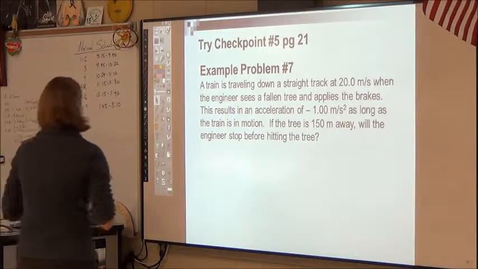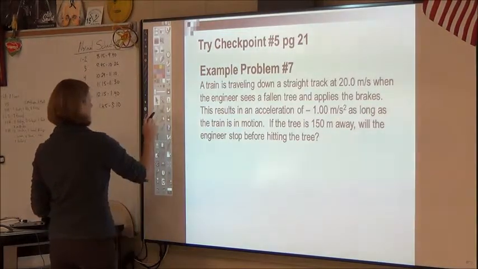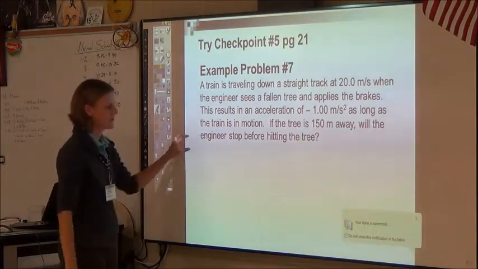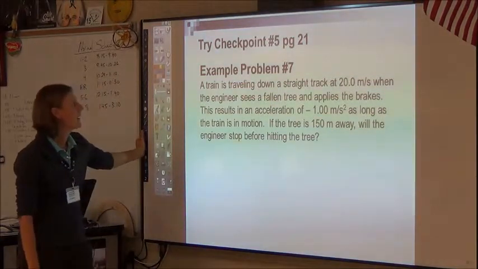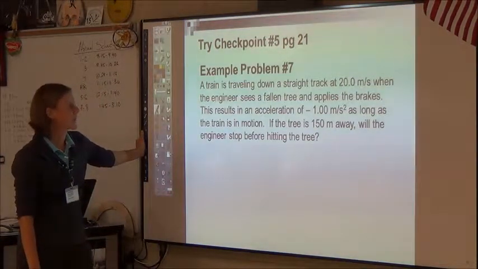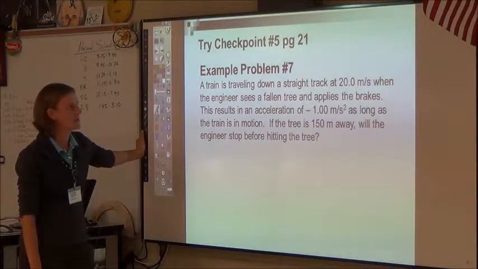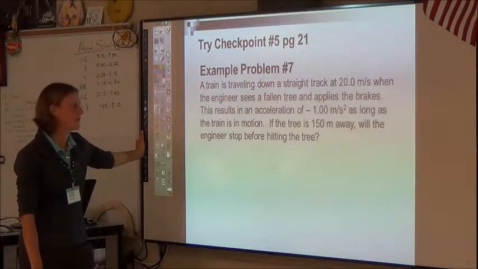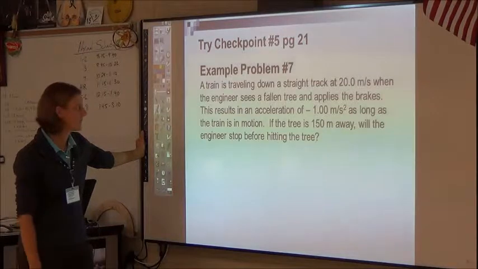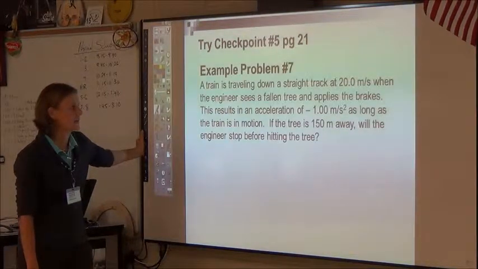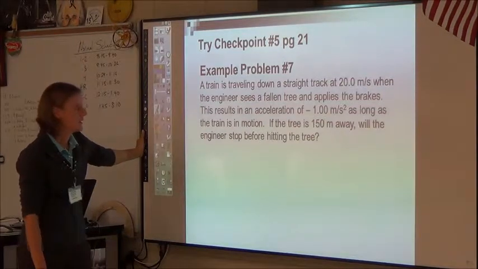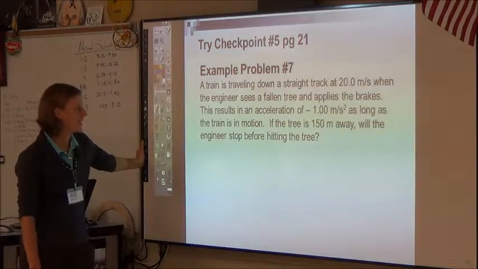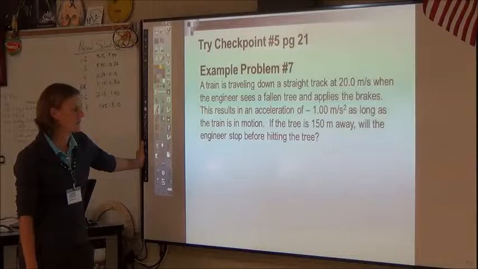All right, here's a problem with the kinematics. So you got that whole list 2 slides ago. It says a train is traveling down a straight track at 20 meters per second when the engineer sees a fallen tree and applies the brakes. This results in an acceleration of -1 meters per second squared as long as the train is in motion. If the tree is 150 meters away, will the engineer stop before hitting the tree?